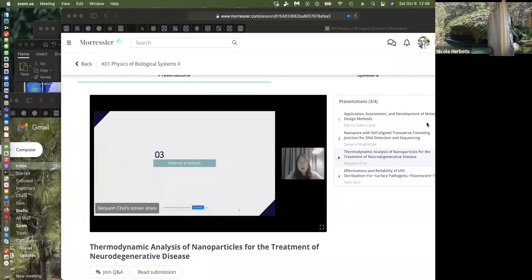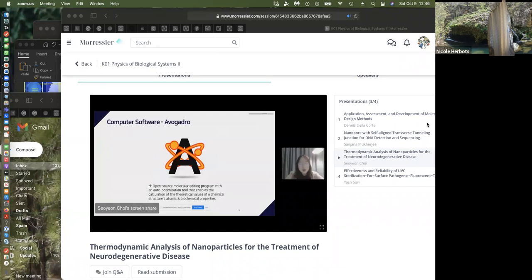I'll move on to materials and methods. I basically used this computer software Avogadro, which is an open source molecular editing program with an auto optimization tool that enables the calculation of the theoretical values of a chemical structure's atomic and biochemical properties.